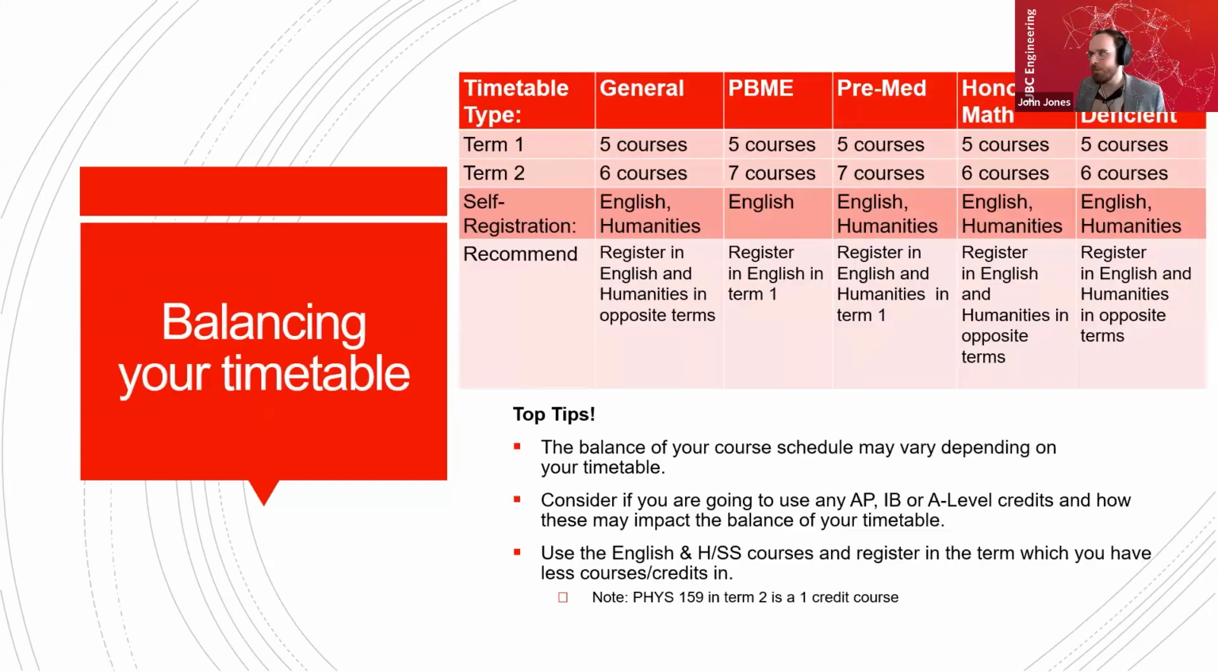Another thing I wanted to touch upon here is balancing your timetable. Good news: in most cases, you will see a fairly balanced timetable when we add your engineering classes and everything is in place for you. So you shouldn't see a timetable where term one has very few courses and term two has lots more. Generally speaking, it will be fairly balanced. But there are cases, especially if you are expecting extensive advanced credits, so AP, IB, and A-level credits, where you might see that balance being readdressed as a result.